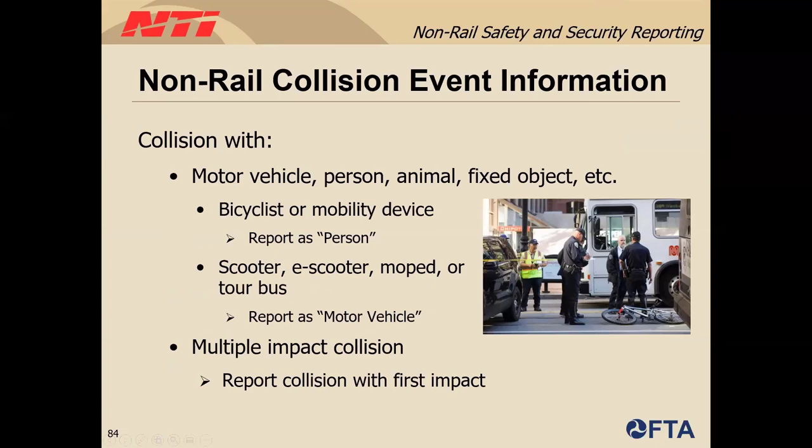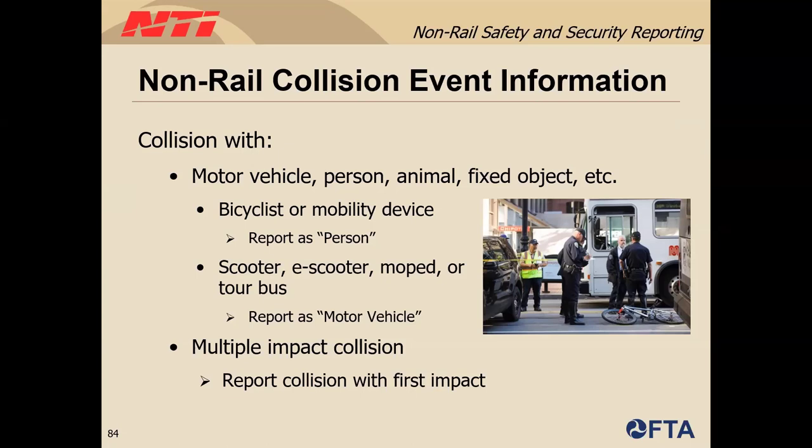For the collision with selection, indicate what the transit vehicle collided with, such as another vehicle, person, animal, fixed object, and so on. A collision with a bicyclist, pedicab, a person in a wheelchair, or an electric scooter is reported as a collision with a person. Larger scooters like small motorcycles, mopeds, and motorcycles, school buses, or dump trucks are all reported as a collision with a motor vehicle. Use the other selection only when no other selection is appropriate.